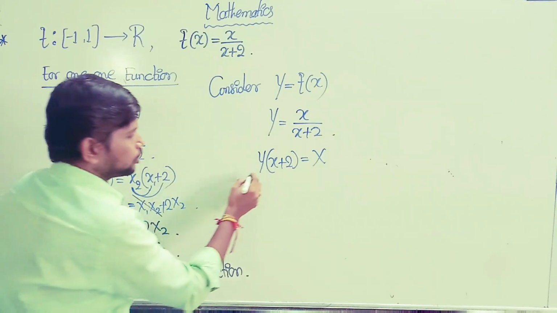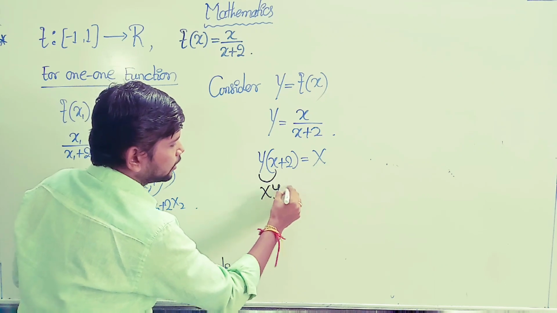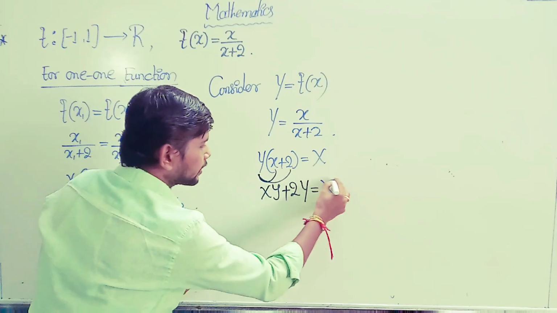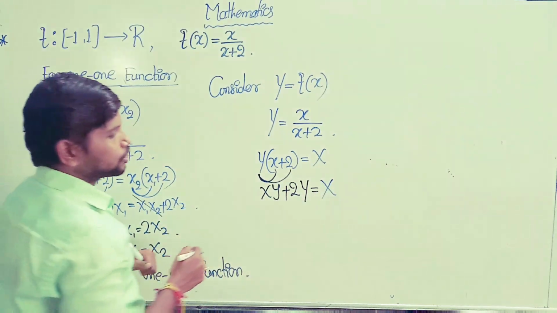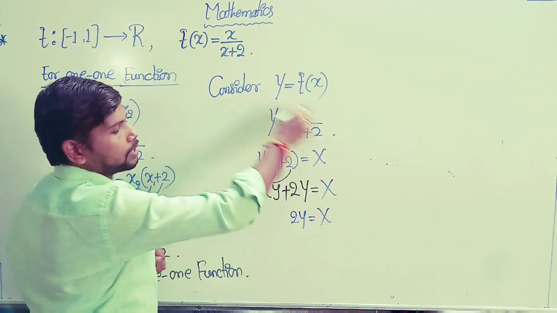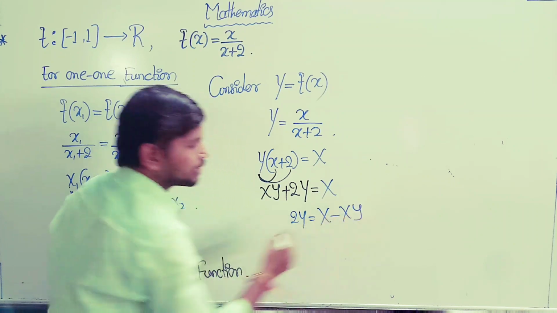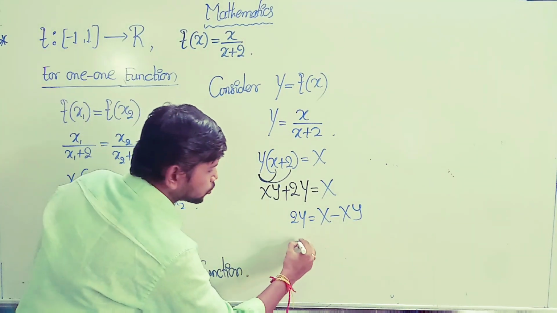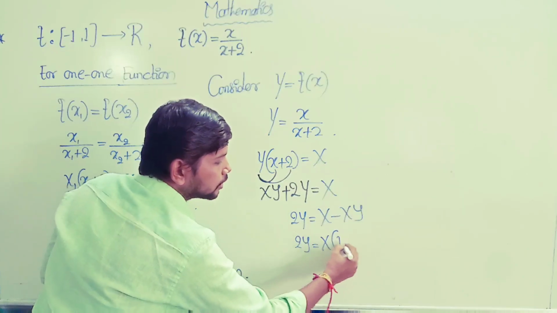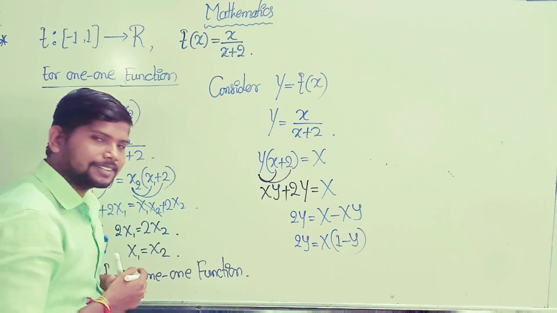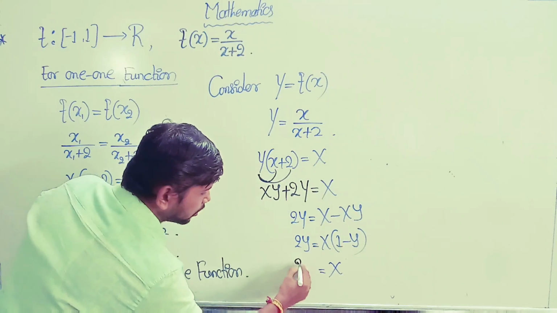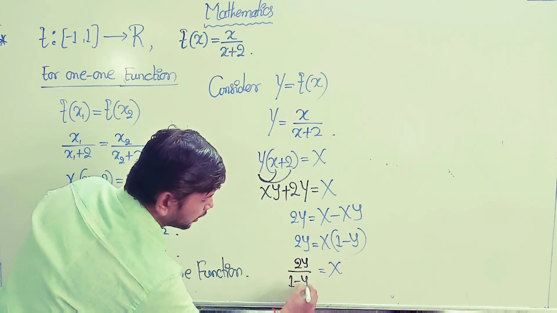Got it? After this one, y into x will be xy plus y into 2 will be 2y is equal to x. Understood clearly? After this one, 2y as it is, x as it is, xy on right hand side, it will become minus xy. After this one, 2y as it is, what's the common term in between these two? X is common, 1 minus y. Now, what is x equal to? Let it be x on right hand side only. It will be 2y divided by 1 minus y.